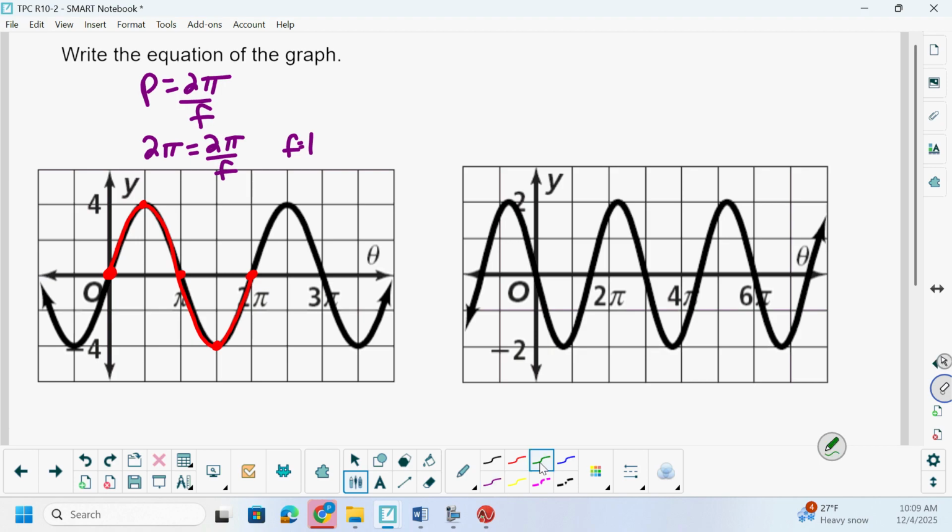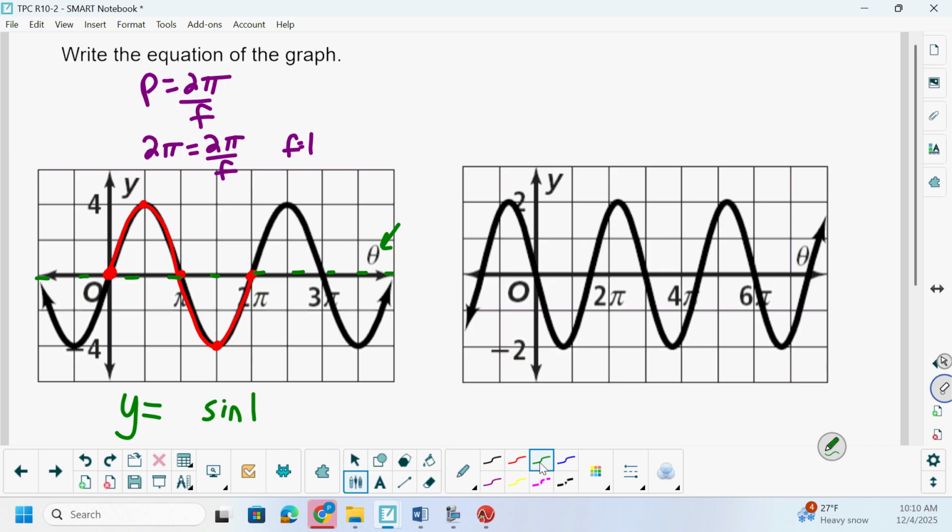We'll draw in our wrap line. If the highest is 4 and the lowest is -4, right in the middle is going to just be the y-axis. So what that tells us is we're not going to have anything added or subtracted on the end. So we're going to have y equals, let's leave a little space. Our first point was on the wrap line, meaning we have a sine. And we found that our frequency was 1.